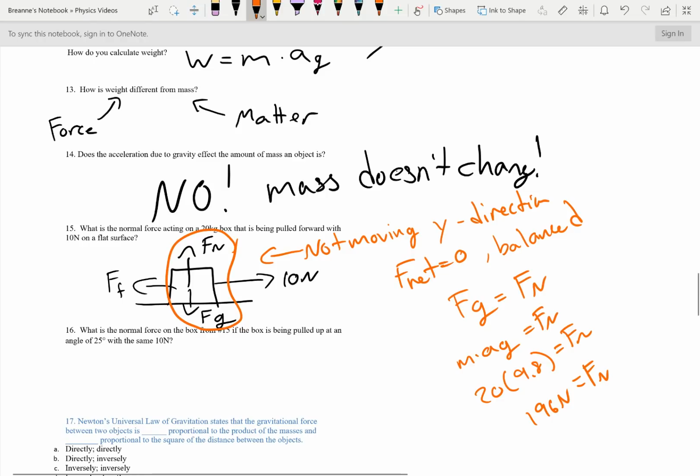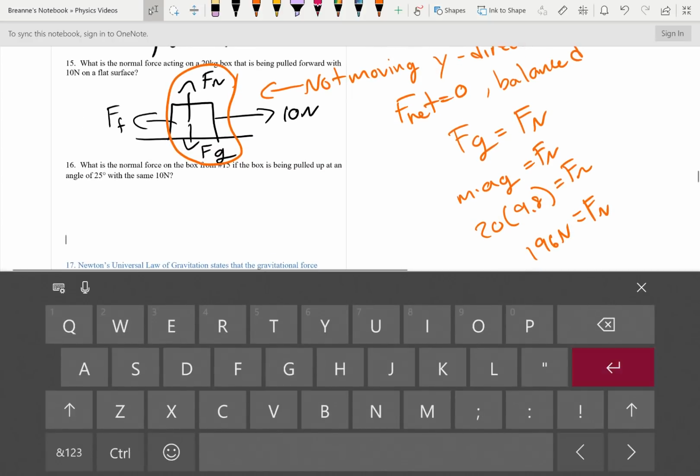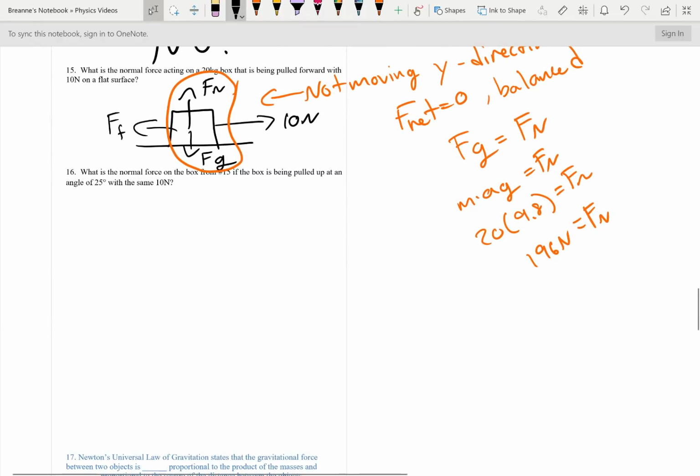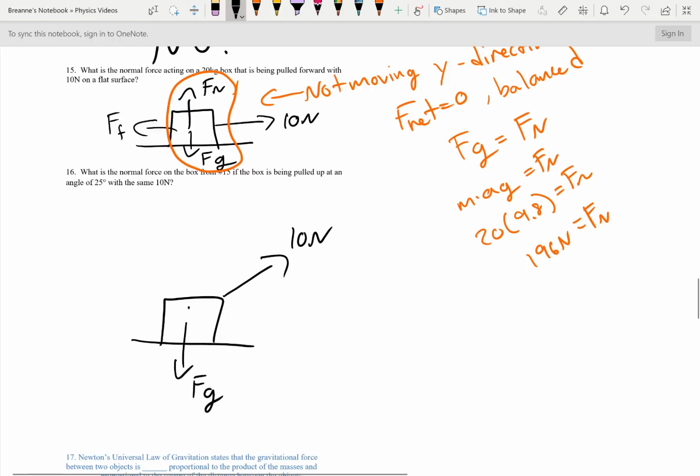Now it's asking what the normal force is if it's being pulled at an angle. It's the same thing, but the object's being pulled at an angle now. It's being pulled at 10 newtons. We still have force of gravity affecting it downward, and we still have force of normal going up. But in this case, we now have a force applied in the x, and we also have a force applied in the y, so we have to take that into consideration. And the angle is now 25.